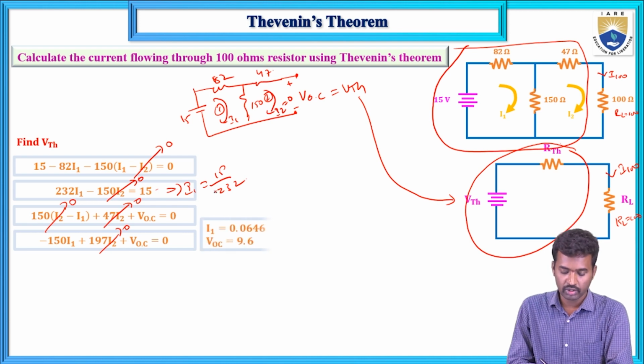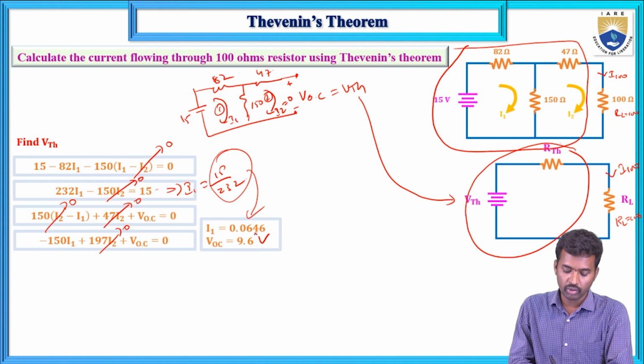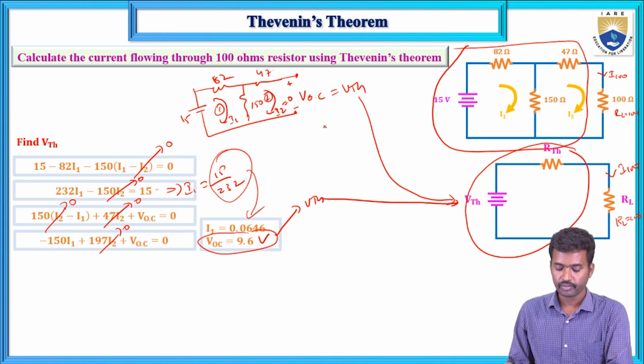So 15 by 232 is 0.0646, and VOC is 9.6 volts. Here we need only this VOC. VOC is known as VTH, so VTH is this value.